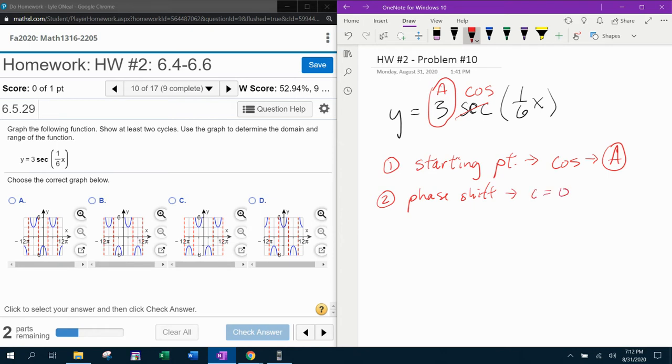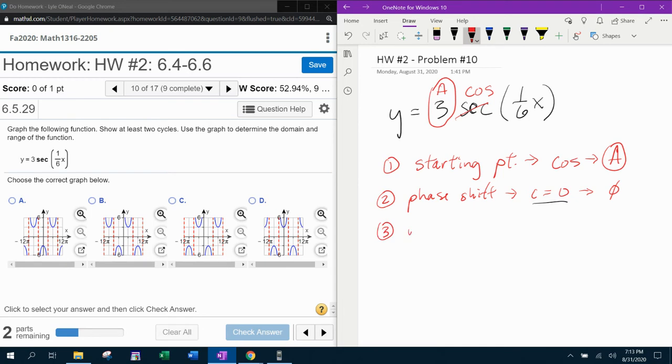All right, step number 2, phase shift. Since C is 0, we're not going to have a phase shift. And the way I know C is 0, in order for there to be a value for C, it would have to be a number added or subtracted to the angle, to the x value of the angle. And there is no constant in the angle there. So our value for C is understood to be 0, which means we have no phase shift. But we do have to consider whether there is one or not.